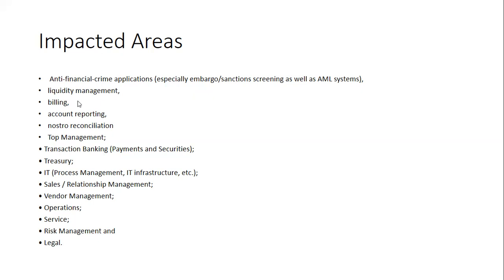Similarly, there is liquidity management, billing, account reporting, nostro reconciliation, top management, transaction banking, treasury, IT, sales, vendor management, operation service, risk management, and legal. These are the minimum impacted areas because of this ISO 2022 migration, and the necessary development and analysis needs to be done before you start writing the product backlog items. Why? Because you need to ensure that all those applications are covered and none of them are left behind, to make it a successful implementation, right?